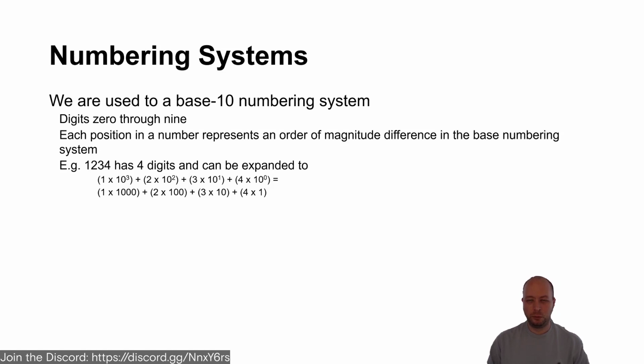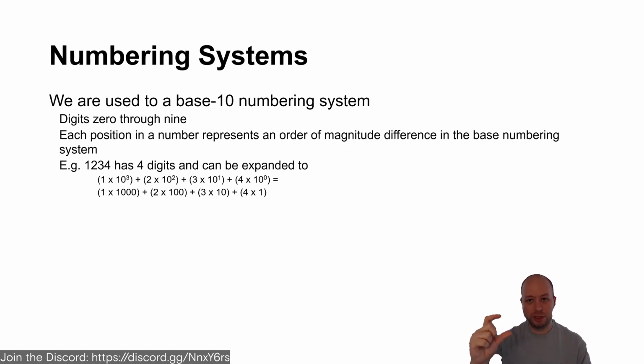With regards to numbering systems, we're used to the base 10 numbering system, right? We have digits 0 through 9. Once you get to the end of that list, you put a 1 and then you start over again. Each position represents an order of magnitude, meaning 10 to the power of that position. If you're at the 0 digit position, that's 10 to the power of 0, which is 1. If you're 1 over, then that's 10 to the power of 1, which is 10.